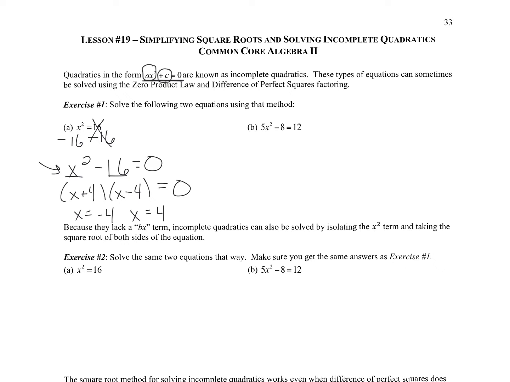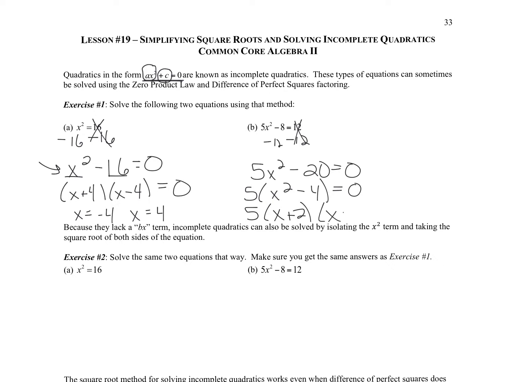In the second problem, once again, we're using the zero product property, and then they're telling me that the type of factoring is going to be difference of perfect squares. Quickly with this one, I see 5 isn't a perfect square, but I can take that out as a GCF. So I have 5 times (x + 2)(x - 2). The 5 equals 0 doesn't make sense, so that's gone.